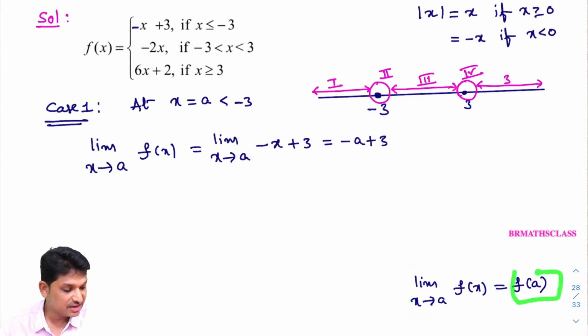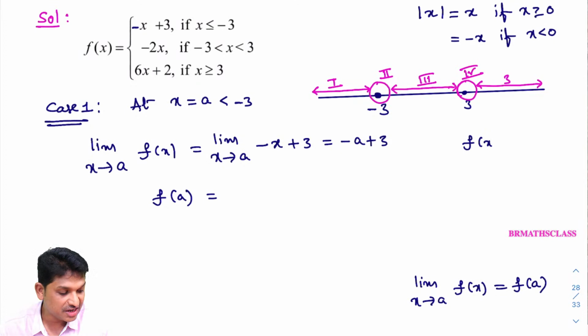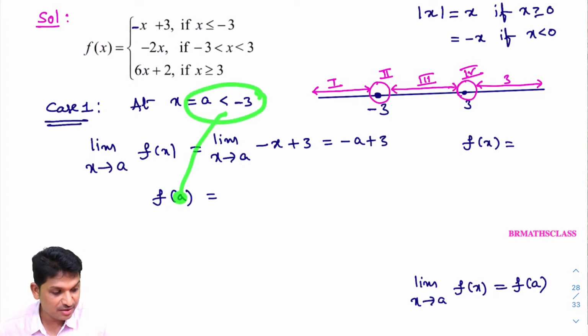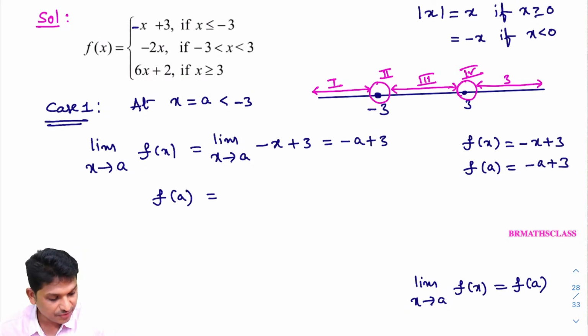Now, I will calculate f of a. How to calculate f of a? To calculate f of a, first you need to know what the function is here. What do you know about a? A value is less than minus 3, right? A value less than minus 3 means we need to choose this function. So here, what is f of x? F of x is minus x plus 3. When f of x is minus x plus 3, what is f of a? F of a is minus a plus 3, correct?